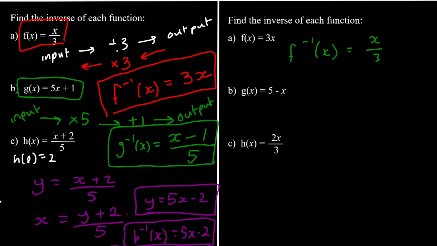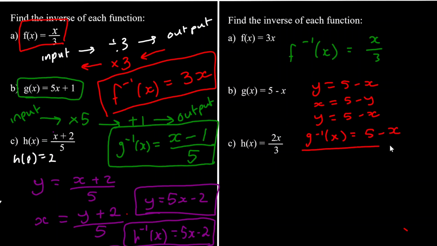The second one, so in this function we're multiplying by -1 and adding 5. Or we could, let's use this method. So I'm going to switch the x and the y around. The y becomes the x and the x becomes the y. Then I'm going to rearrange it to get y by itself again. So plus y and take away x. So we actually find the inverse g minus 1 of x is 5 minus x.